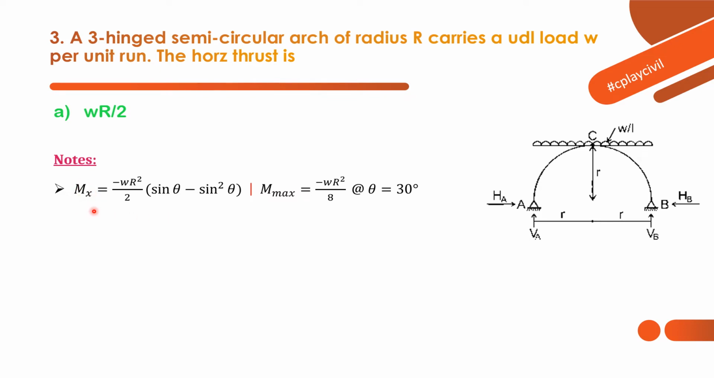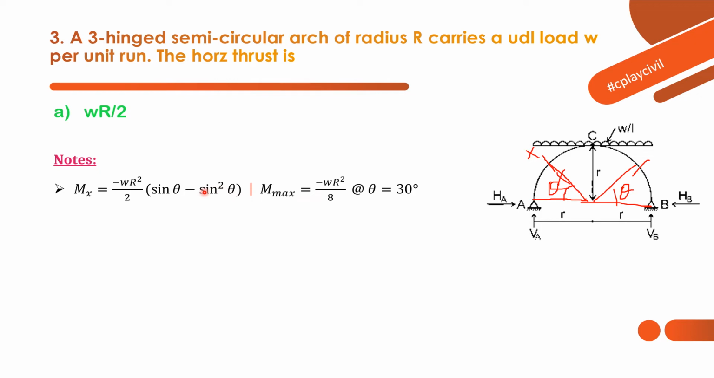Mx is bending moment at x section. For example, say this is the section X, then what is the bending moment at that section? We can find using this relation, minus WR square by 2 into sin theta minus sin square theta. So what is theta? For example, say we are going to find at this section, then theta is this. Theta will be this, the angle with respect to horizontal, given by Mx is equal to minus WR square by 2 into sin theta minus sin square theta.